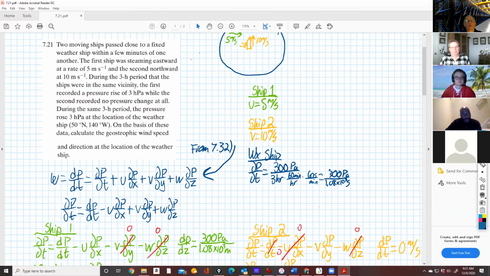It says two ships pass close to a fixed weather ship within a few minutes of one another. The first ship was steaming eastward, so that gives you a velocity. The second gives you a northward velocity. During the 3-hour period, the ships were in the vicinity. The first recorded a pressure rise of 3 millibars, while the second recorded no pressure change at all. During the same 3-hour period, the pressure rose 3 millibars at the location of the weather ship. So in other words, what you have to say is that this here is this.